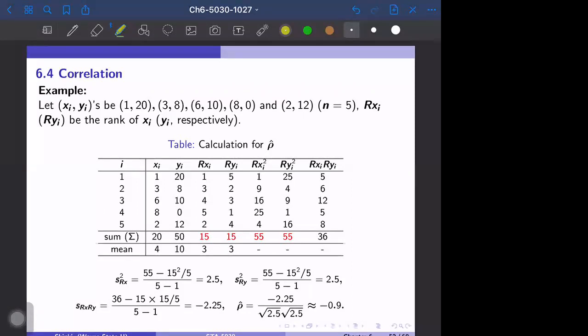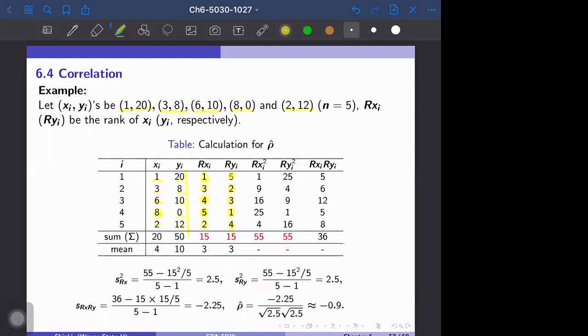Okay, so an example. Suppose that we have 5 observations: x is 1, 3, 8, 6, 2 and y is 20, 10, 8, 0, 12. We make a table for x and y, then we take the rank. 1 is smallest, 2 is the second smallest, 3 is the third smallest, 6 is the fourth smallest, and 8 is the fifth smallest. And the same for y: 0 is the smallest, 8 is second smallest, 10 is third smallest, and so on.